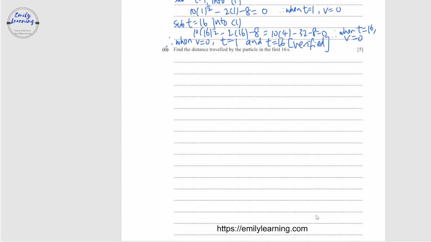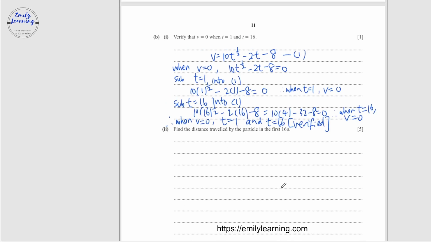With that, we are going to move on to the next part, which is on distance. Find the distance traveled by the particle in the first 16 seconds. So we are going to find displacement. Displacement is the distance from O. It is not distance, so we need to do some things in order to determine that.